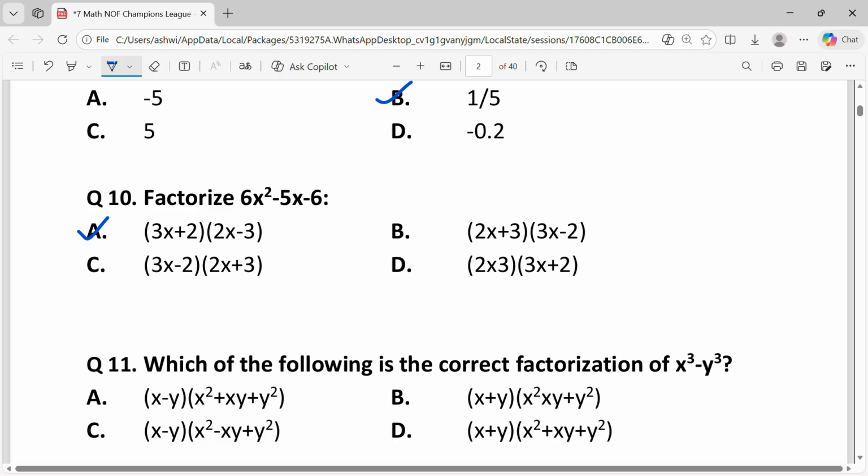From the given options, the answer is A, 3x plus 2, 2x minus 3.